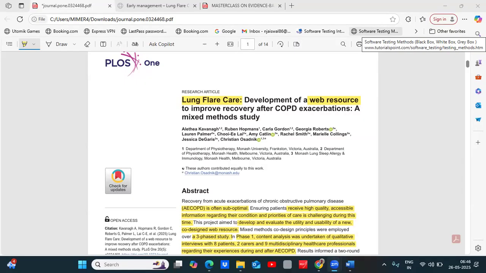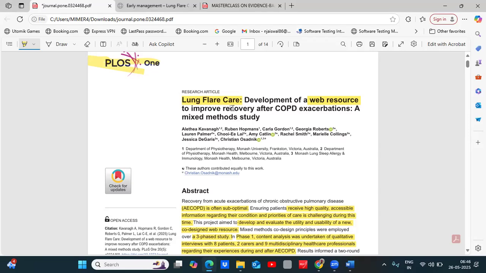Hello everyone. Today we are going to discuss this recent article published in the journal PLOS One. This journal is indexed in all three major databases or indexing services: Scopus, PubMed, and Web of Science. I've verified this from the original source, so this seems to be a reliable journal. The topic of this article is Lung Flare Care, development of a web resource to improve recovery after COPD exacerbation.